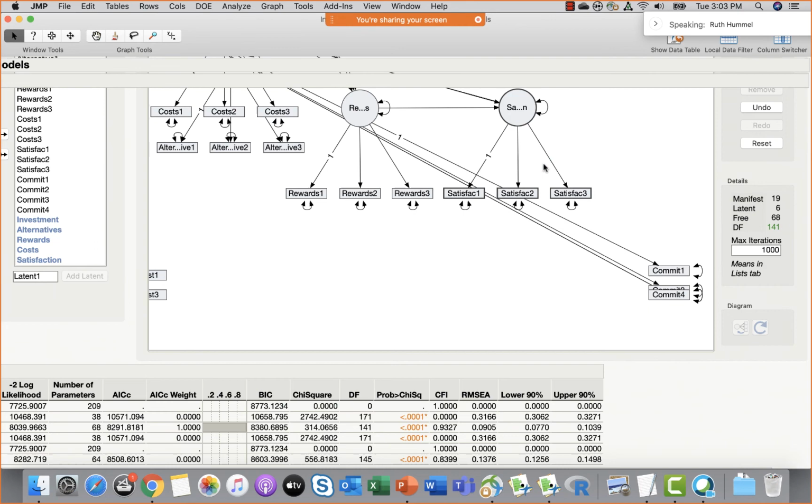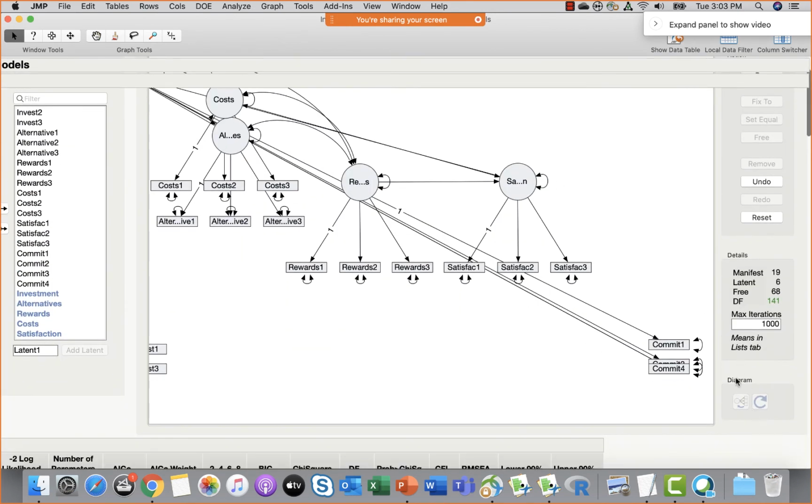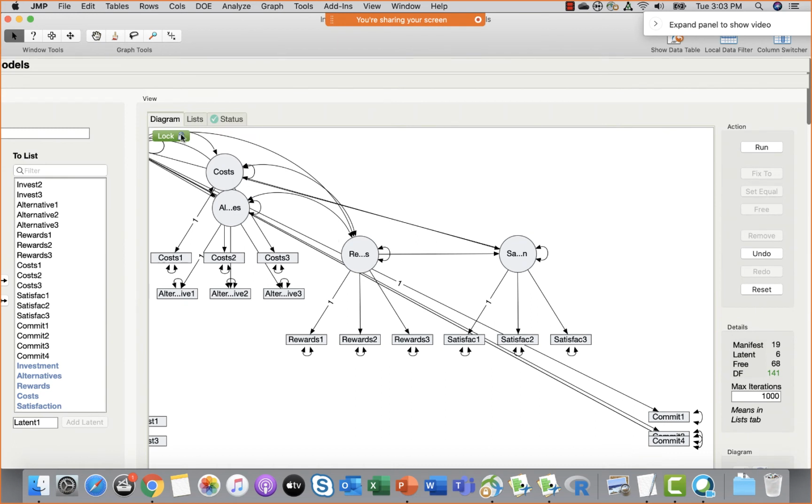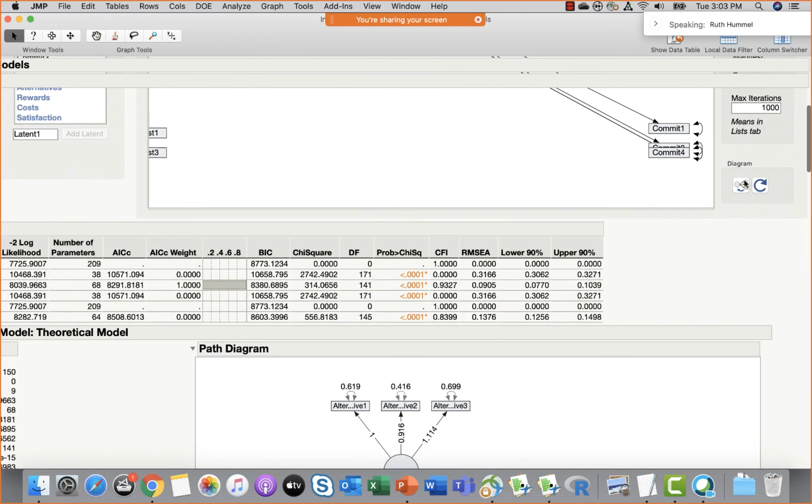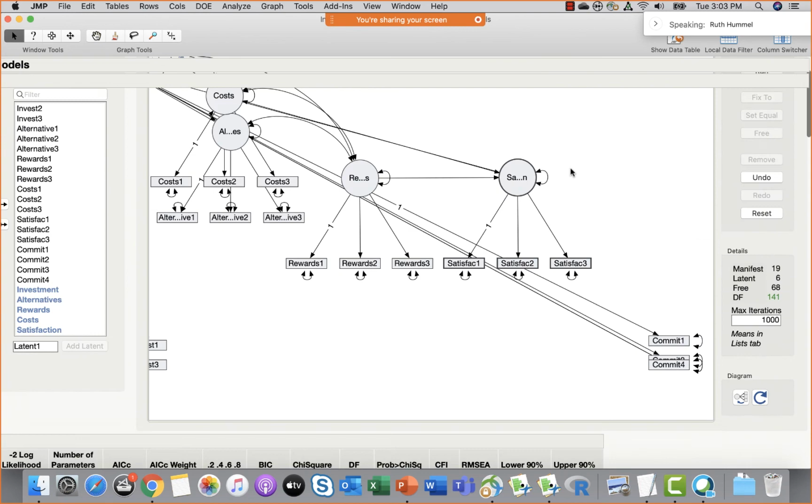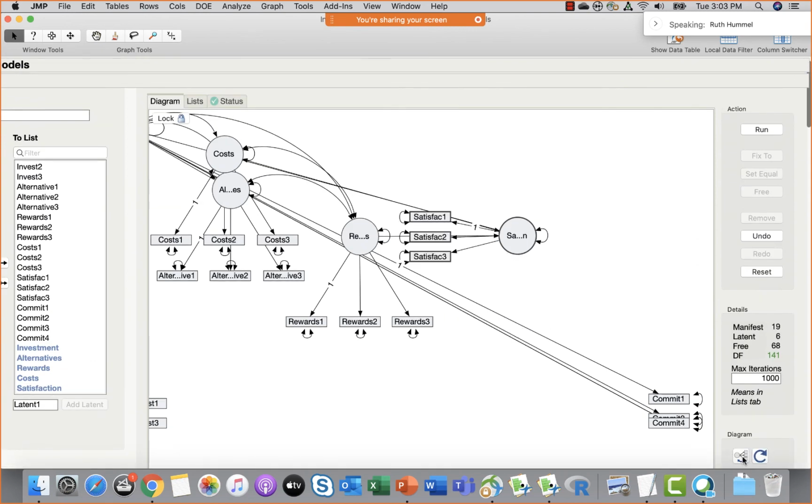So if I select this latent group here, I should be able in the diagram to, I think it's locked. That's why it's not letting me. So I'll unlock it. If I select this latent group, I have options here to quickly reorder. So I can put those to the side, to the top, to the other side, to the bottom. So I can make this look more like I want it to look.